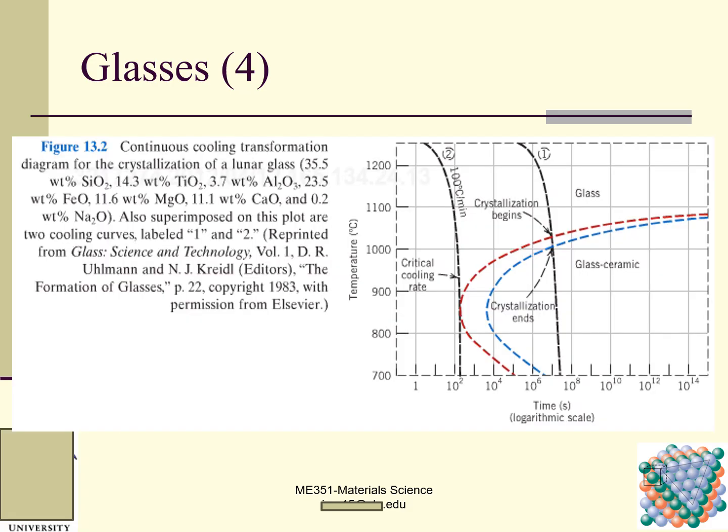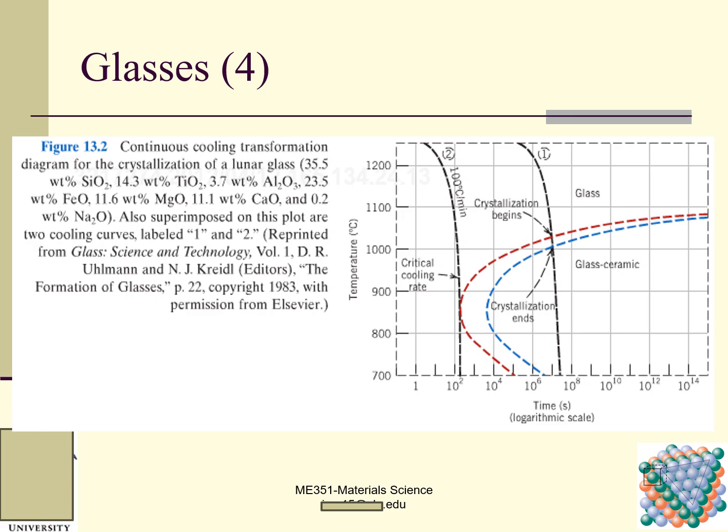Here it shows the continuous cooling transformation diagram for the crystallization of a lunar glass. This is the composition, and also superimposed on this plot are two cooling curves, labeled 1 and 2. You can see here, like we saw in the phase diagram for iron and cementite.